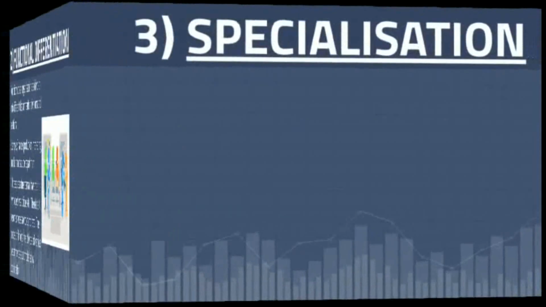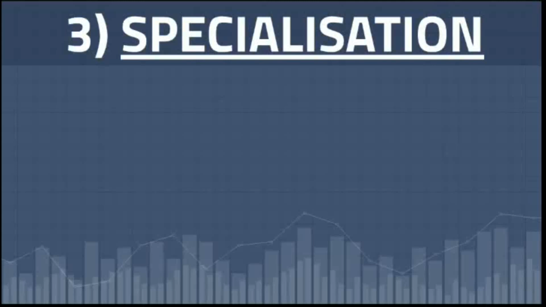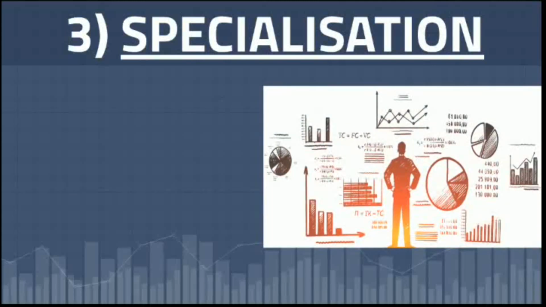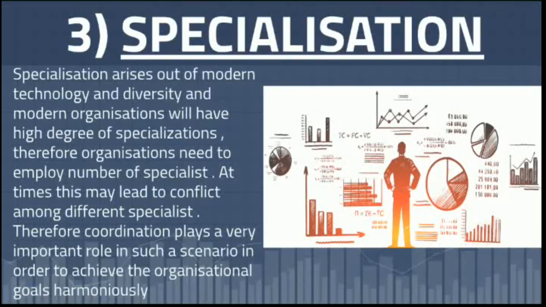The third importance of coordination is nothing but specialization. When we are talking about specialization, as our organization grows, as we have multiple or a variety of activities to be performed, we have adopted modern technology, and we have multiple tasks to be performed, it's quite obvious that we need specialists. A modern organization is categorized by a high degree of specialization, and that's why, where specialization is a must, the organization has to appoint specialists.